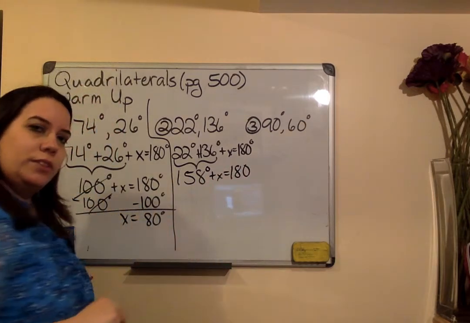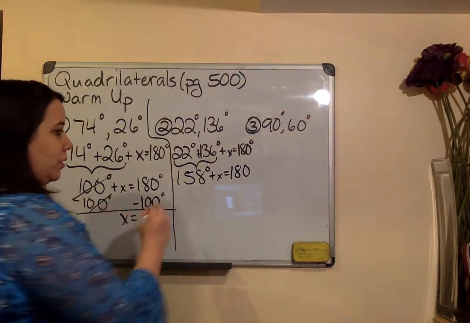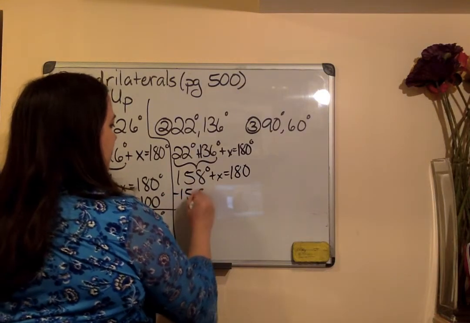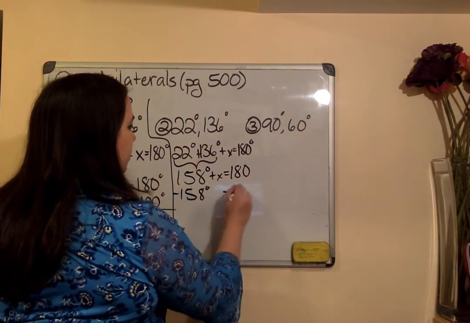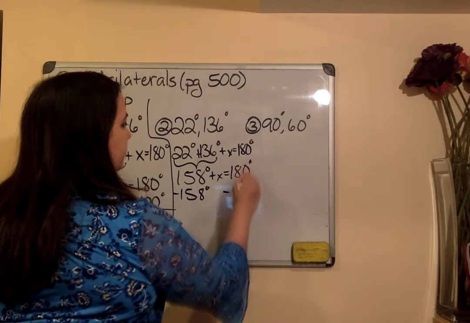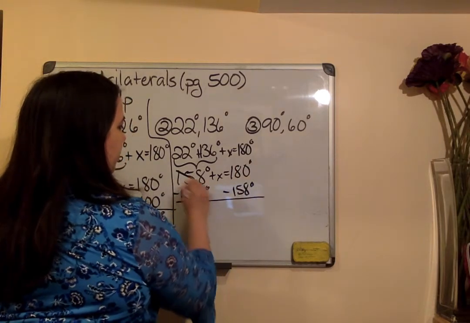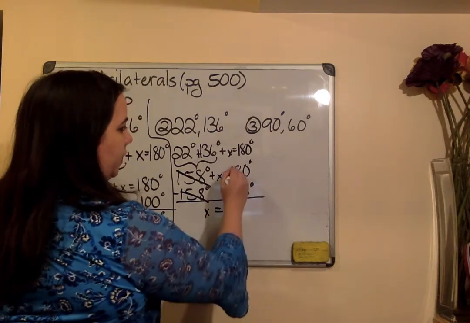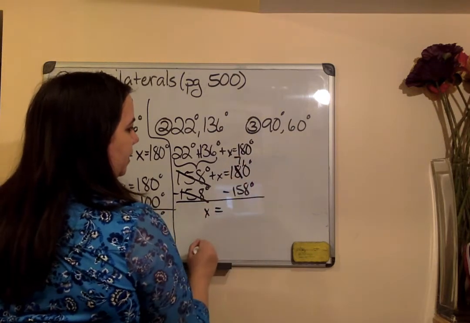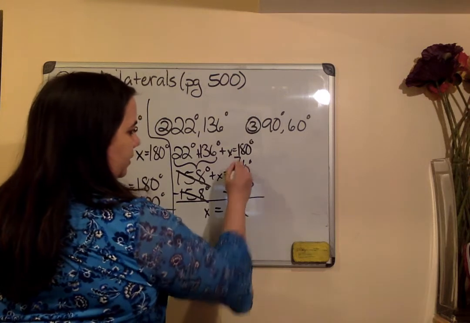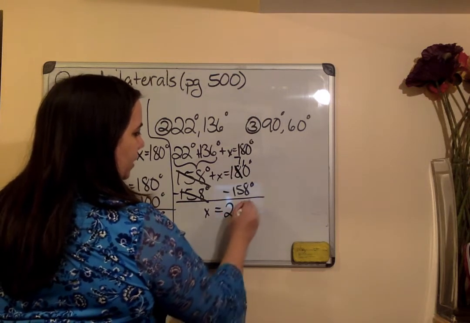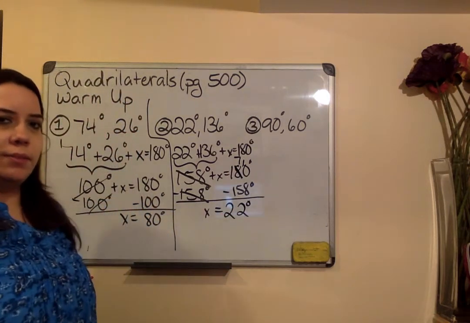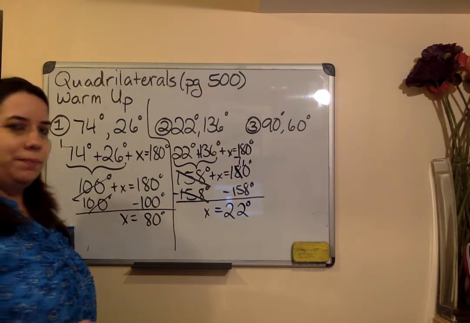Again, what's the inverse of addition? Subtraction. And what you do to one side of the equation, you do to the other. 158 gets canceled out. Can't do 0 minus 8, so 8 becomes 7. 10 minus 8 is 2. 7 minus 5 is 2. X equals 22 degrees. And that's all there is to it.